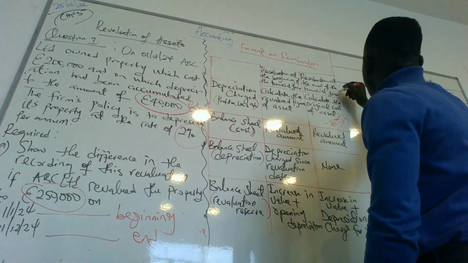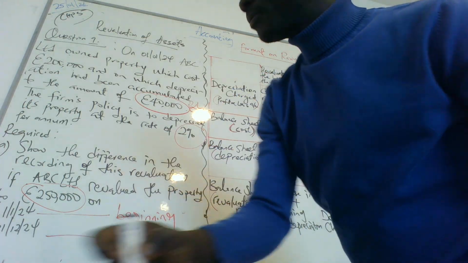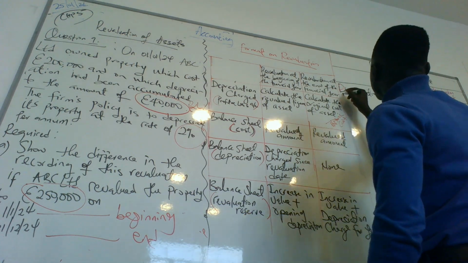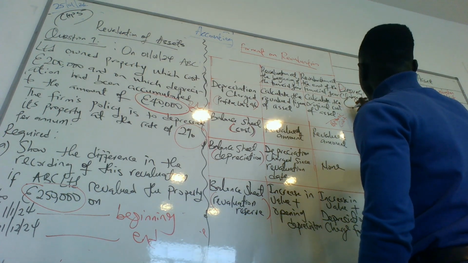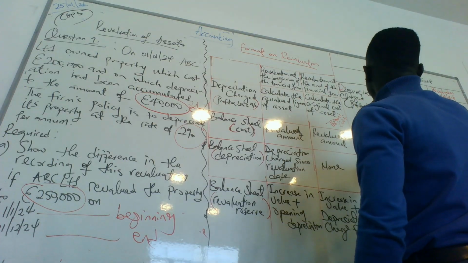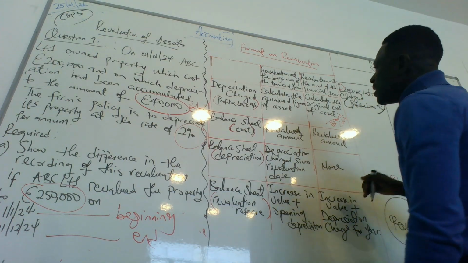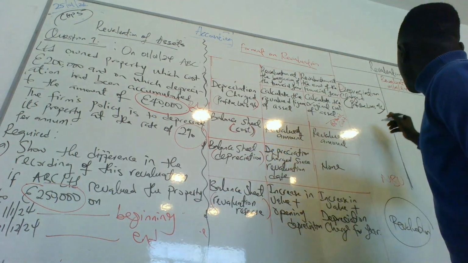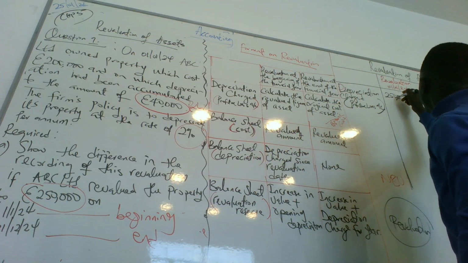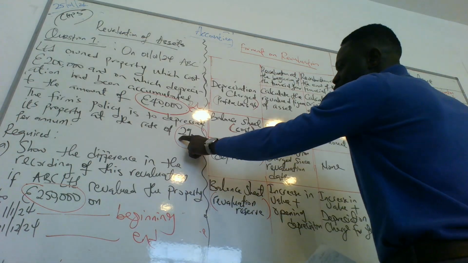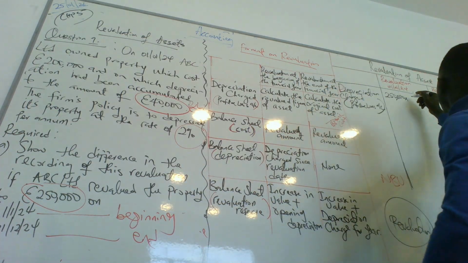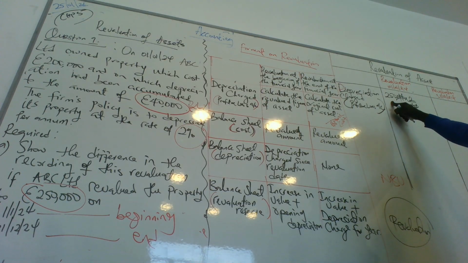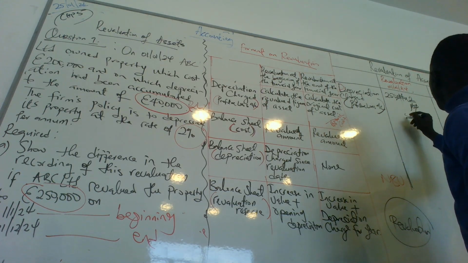So here we have depreciation charged, profit and loss account. We said here we're going to calculate the revalued figure. Yes or no? The revalued is 250,000 multiplied by percentage 2/100. Do we get 2/100? 2 times 2,500. That's 5,000.